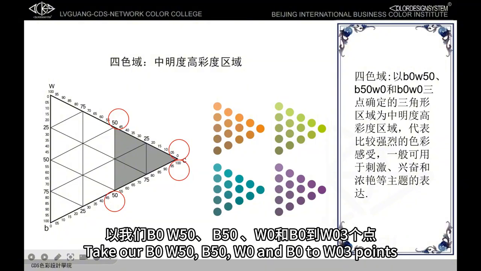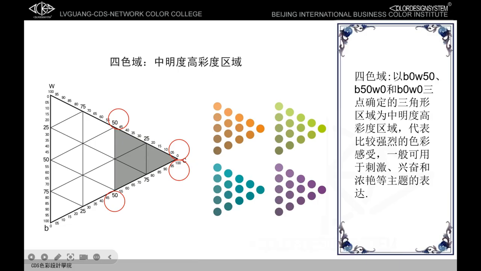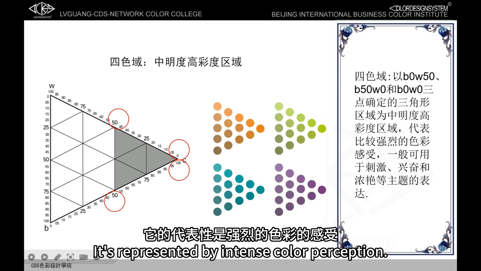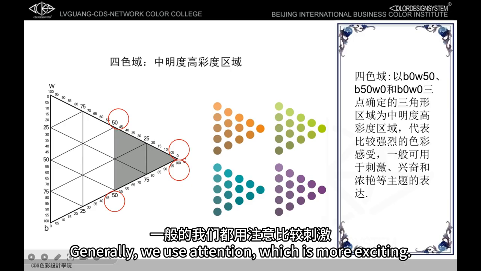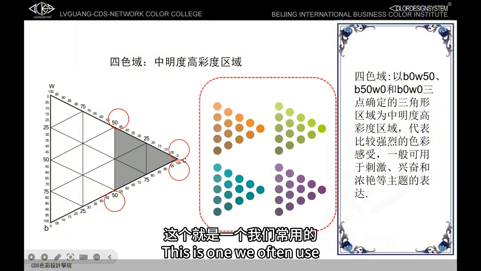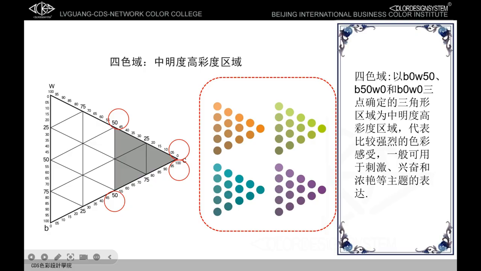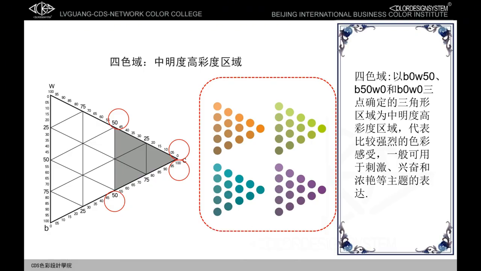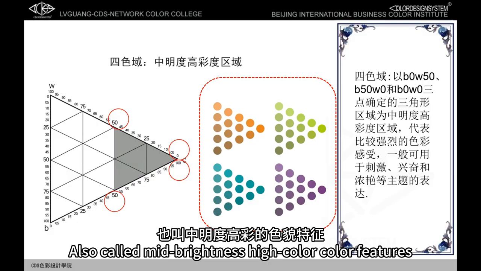Take our BOW50, B50, WO and BO to WO3 points. The colors in the gamut in this triangle are represented by intense color perception. Generally, we use attention, which is more exciting, the expression of a more exciting and colorful theme. This is one we often use, a characteristic of color, also called mid-brightness high color features.